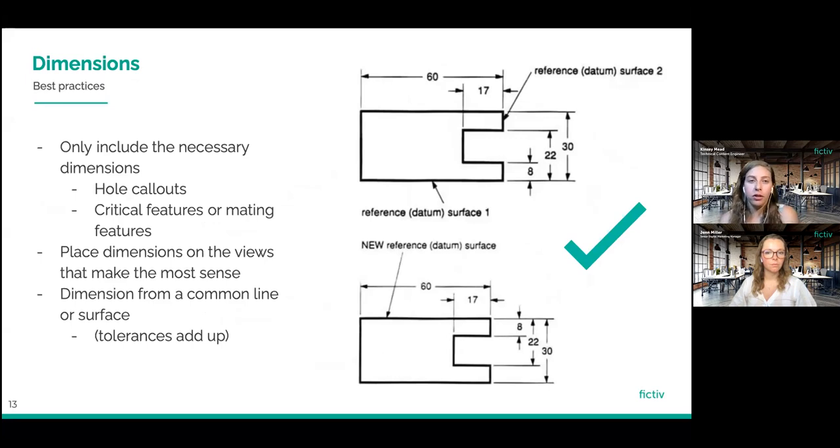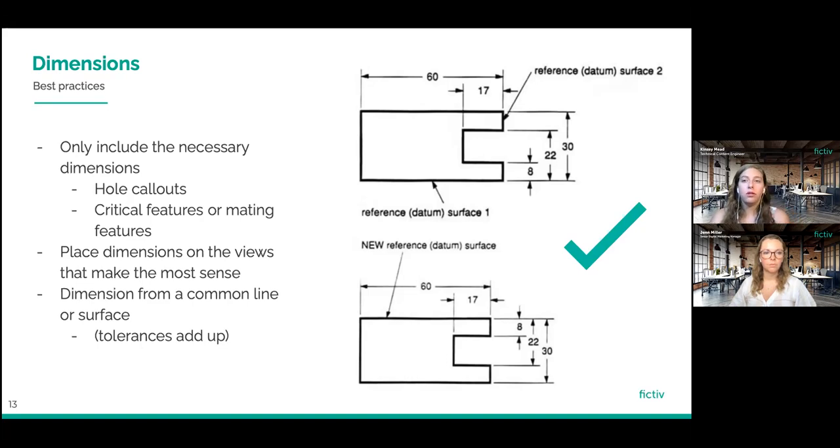Then once you have your views on your drawing, you want to add the dimensions. And this is a tricky part that can take some practice, honestly, in getting a feel for what works and what looks good and what really communicates your intent. But you only want to include the necessary dimensions. These are hole callouts for drilled or tapped holes, as well as critical dimensions on features that maybe mate with another feature in an assembly. So, features where you really need that precision tolerance to be met.